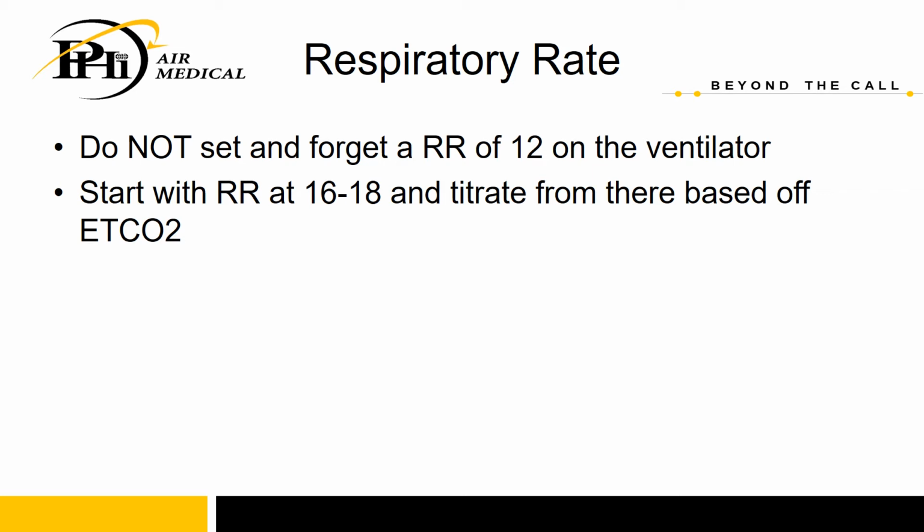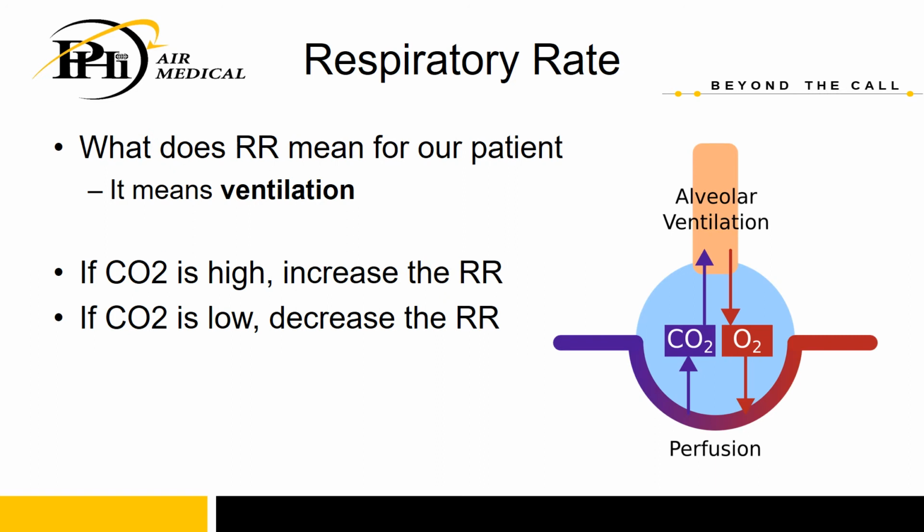So, every single time I put somebody on a ventilator, do I do my respiratory rate calculation of 120 mLs per kilo per minute? No, I do not. I'm going to set a respiratory rate between 16 to 18, and I'm going to look at my end-tidal CO2. If my end-tidal CO2 is high, I'm going to increase my respiratory rate to blow some of it off. And if my end-tidal CO2 is low, I'm going to decrease my respiratory rate in order to retain a little bit more CO2. So what does respiratory rate mean for our patient? It means ventilation, right? So we are manipulating our minute volume by manipulating our respiratory rate. Therefore, we are changing our CO2.